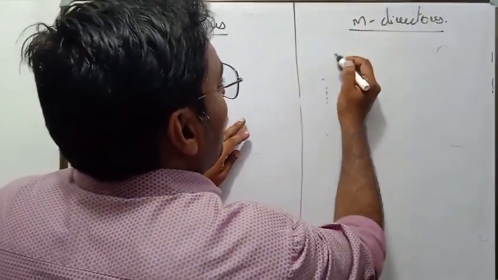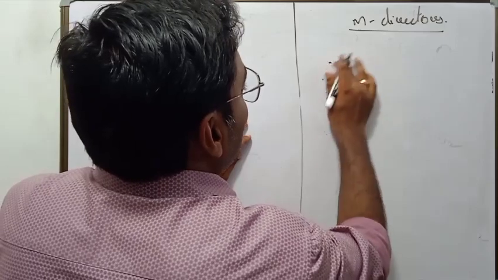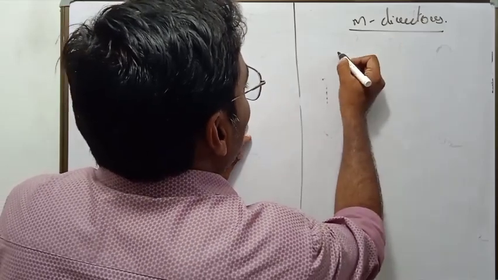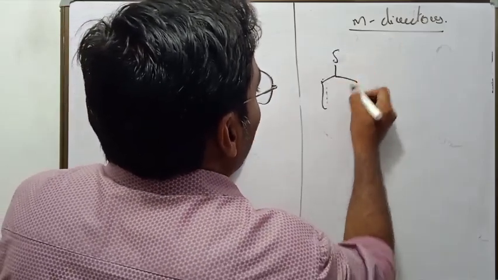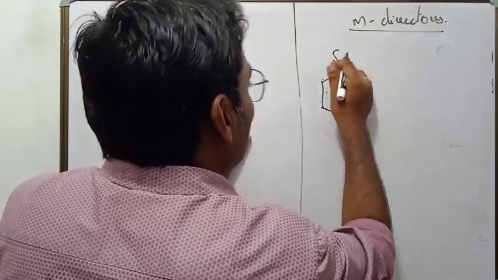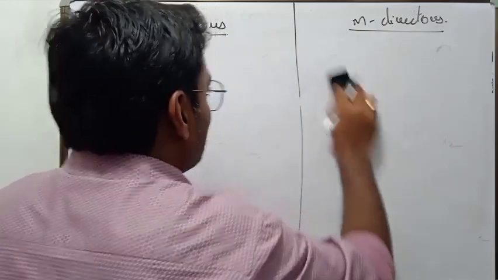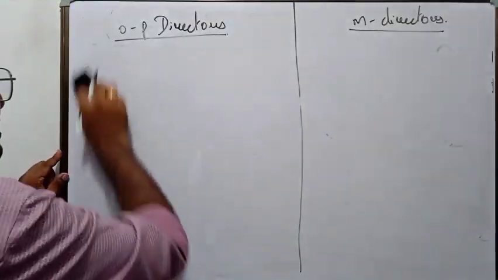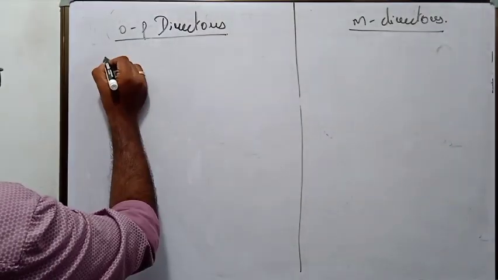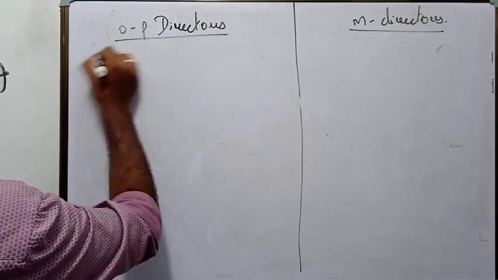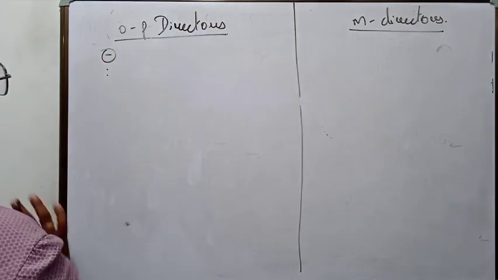Meta-directors, what is the eligibility of a substituent? It should fulfill two conditions. We will come to this later. First we will discuss ortho-para directors. What are the two conditions that I have said? Either the primary substituent should have a negative charge, or it should have a lone pair of electrons.